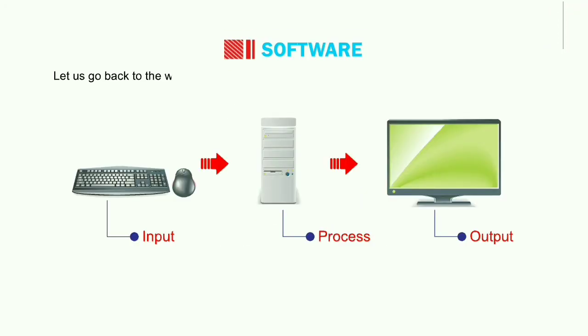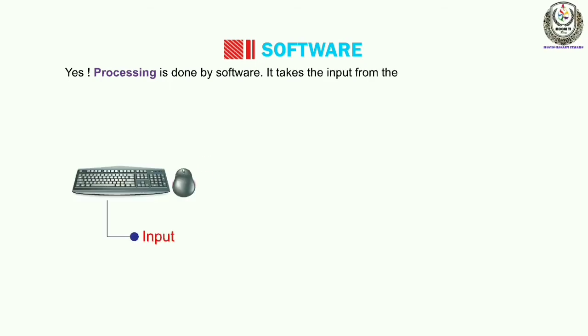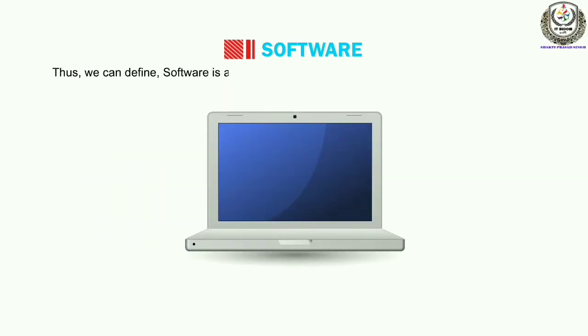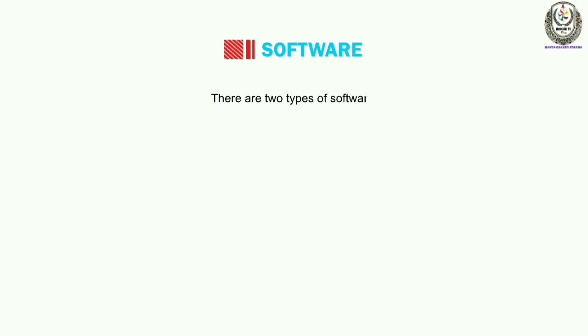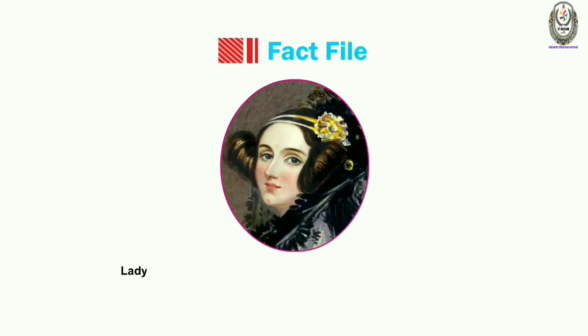Let us go back to the working of a computer. Which of the following steps is done by software? Yes, processing is done by software. It takes the input from the user, processes it, and displays the output on the monitor. Thus, we can define software is a set of instructions given to the computer to do a particular work. There are two types of software: system software and application software. Students, let me tell you that Lady Ada Lovelace is regarded as the first computer programmer.